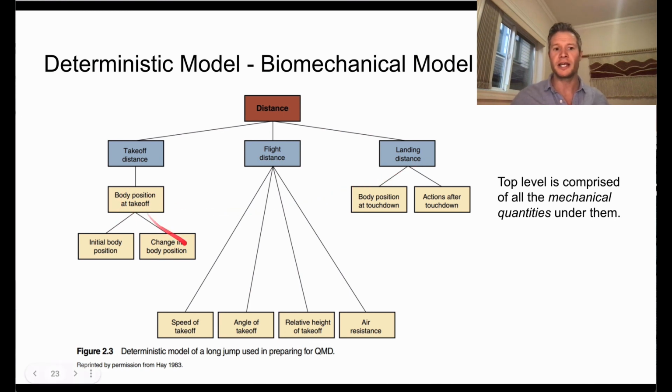Then you break those down into subcomponents. So body position, initial and change, as far as the takeoff point. In the air, what's the speed, the angle of the takeoff, relative height, air resistance. These are all physical factors that will contribute to the distance of flight. And then last but not least, landing. Where's the body at touchdown? What actions happen? Do you fall forward or backwards when you land? And that all contributes to this, right? So it's very much: here's the goal, let's break it down to the subcomponents.